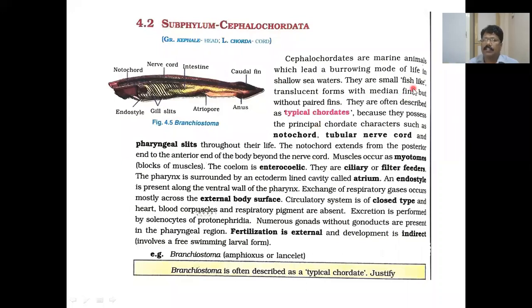And these are fish-like forms with median fins but without paired fins. We will discuss in the fishes what are the paired fins, what are non-paired fins. And these are most importantly known as the typical chordates. Typical chordates means a chordate which show all the characters of the chordates. That is called the typical chordate.